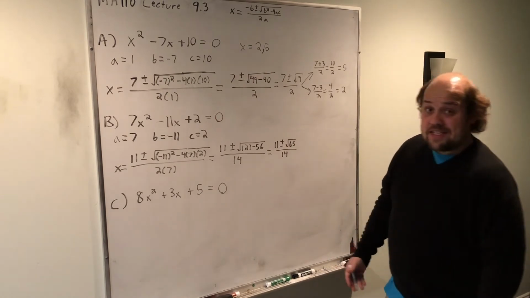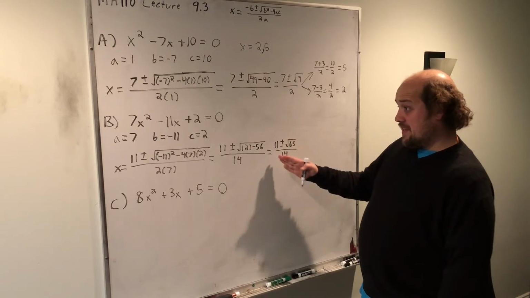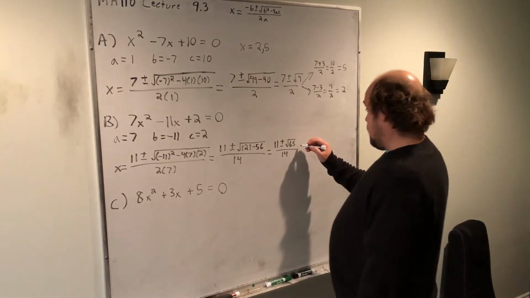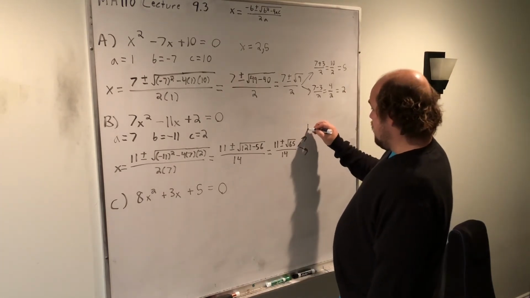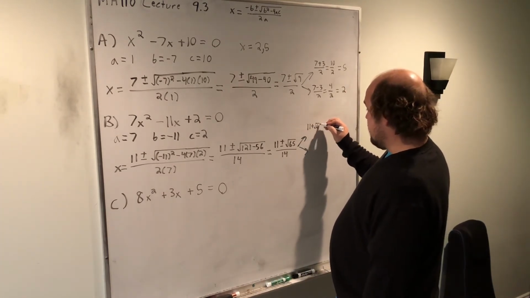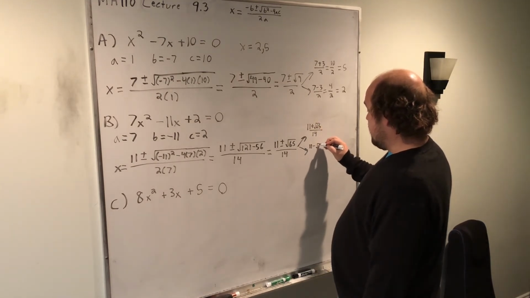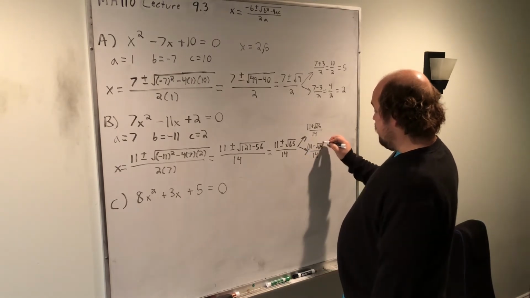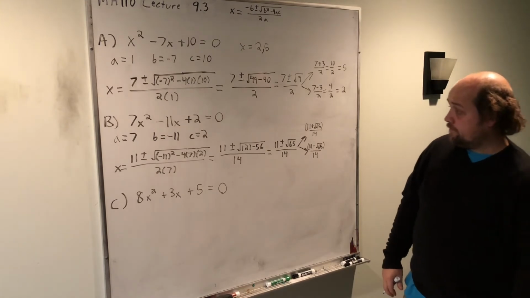There's no real way to simplify 65, so really I would leave this like this if I was doing a written test. I think in Cengage, they probably want you to go to the next step and break it up into 11 plus root 65 over 14 and 11 minus root 65 over 14. You could put these in your calculator like this to get decimal answers as well.